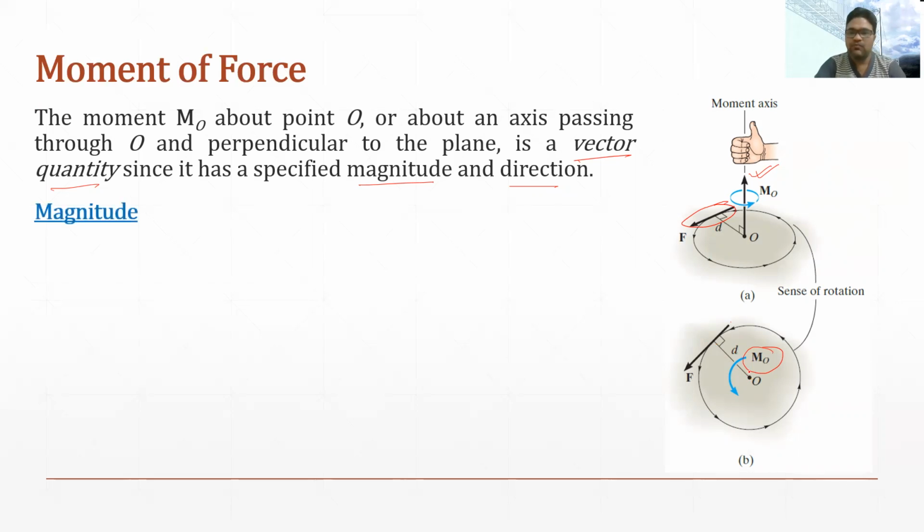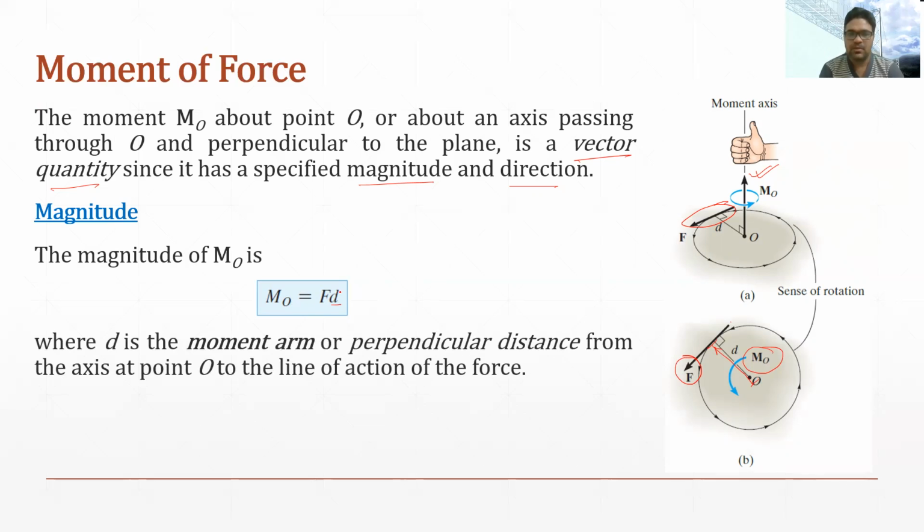So what would be the magnitude of the moment? The magnitude of the moment will be the force multiplied by the perpendicular distance. So the magnitude of the force multiplied by the perpendicular distance is the magnitude of the moment about point O. This distance d is sometimes called the moment arm, and this will always be the perpendicular distance. We will always consider this as the perpendicular distance from the point O.